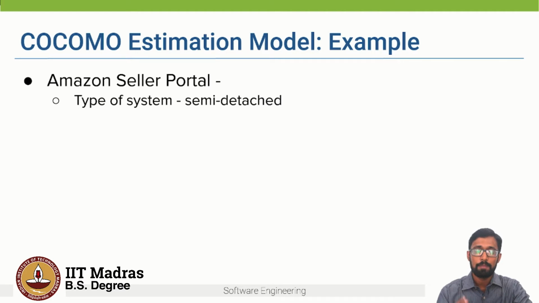Now let's take the example of the Amazon seller portal and try to come up with the initial estimated effort to build such a system. The first thing which we need to identify is what type of system this Amazon seller portal is, right? So according to me, this is not a straightforward software system. There are several modules which have to interface with the main Amazon system, with the banks for payment, etc. So I would maybe classify it as a semi-detached system. In some cases, it can also be an embedded system, right?